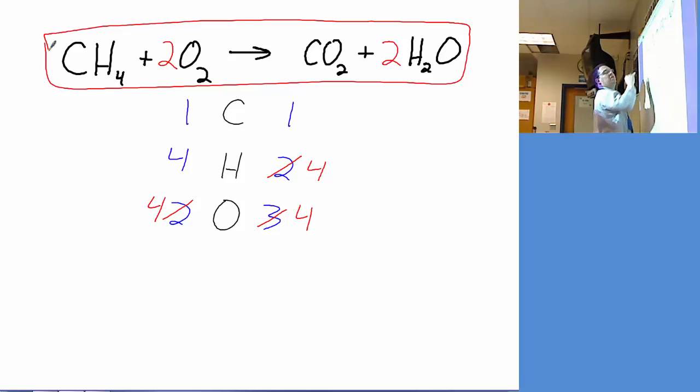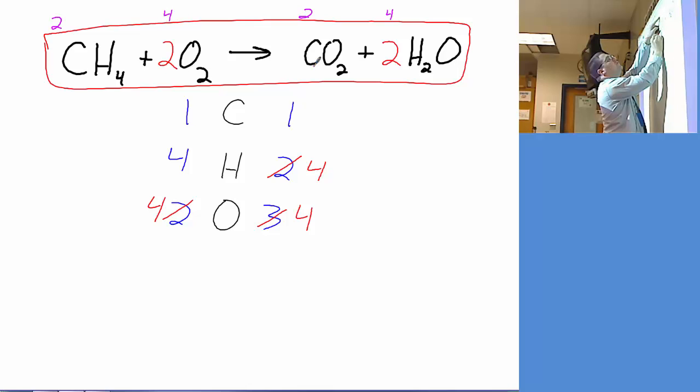Quick sidebar on this one. Let's just say that we balanced this and we ended up with coefficients of 2, 4, 2, and 4. Right? Now, if we consider those, would it still be a balanced equation? 2 carbons on the left, 2 carbons on the right. 8 hydrogens on the left, 8 hydrogens on the right. 8 oxygens on the left, 2 times 2 is 4, plus another 4 is 8 oxygens on the right. So yes, this combination of coefficients would give us a balanced equation, but it's not in simplest form.